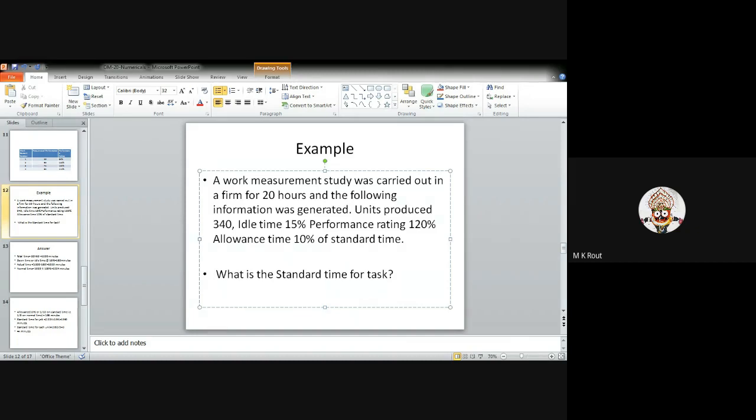Sheikh Abdul Aziz, what is your answer for the previous one in case of calculating the standard time? Sir, previous example, standard time for each unit 1.89. Okay, fine.